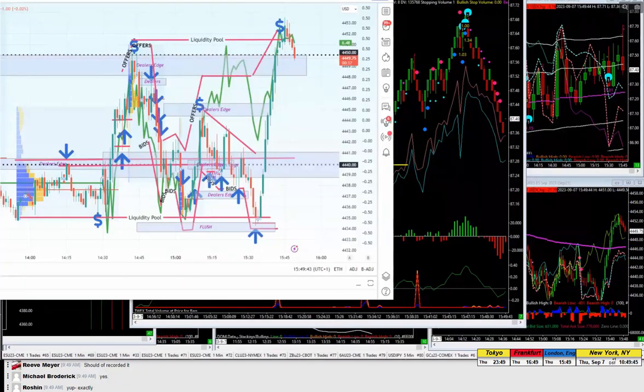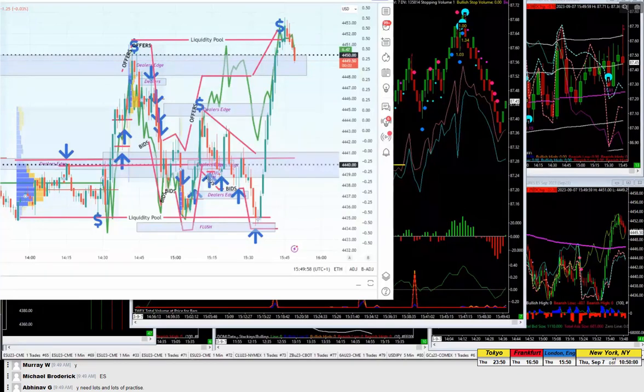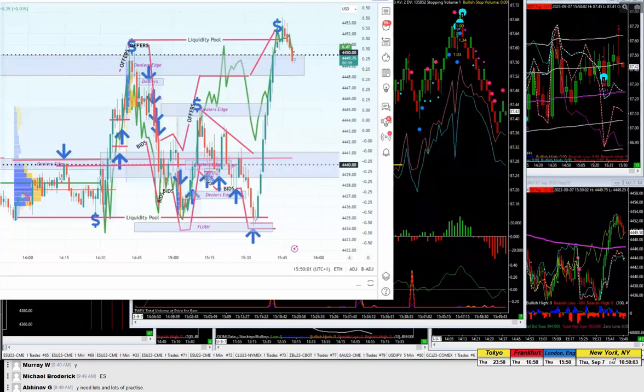Michael, what market are you trading? The ES, what's your current bid and offer? Ab, what market are you trading? Murray, what market are you trading? Roshan, what market are you trading right now? What market are you looking at right now? What's your bid and offer? Get your bid and offer on your screens. Type them in if you need to.